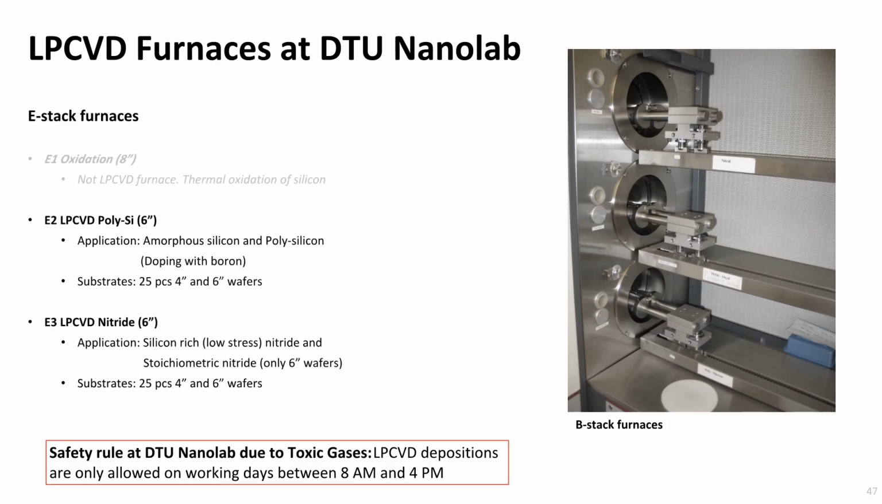The E-stack furnaces. Furnace E1 is not an LPCVD furnace. It's used for thermal oxidation of silicon. Furnace E2 allows the deposition of amorphous and polysilicon on batches of 25 4 or 6-inch wafers simultaneously. It also allows doping with boron, but a gas injector needs to be mounted.